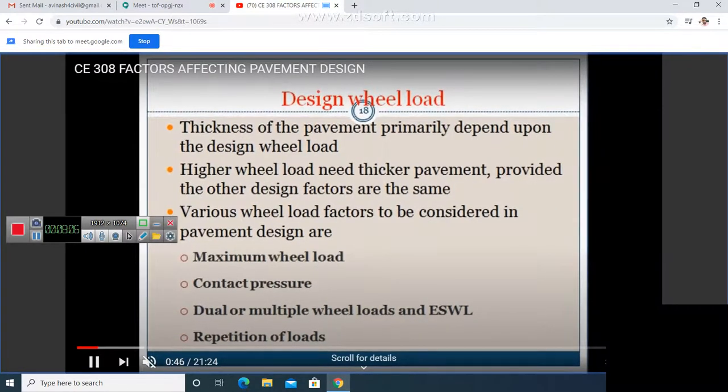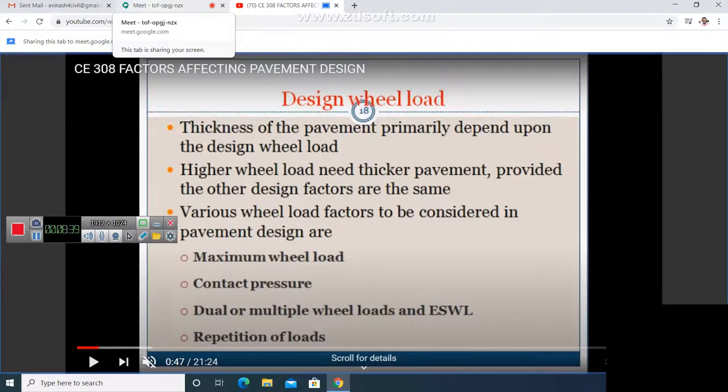So the first factor affecting the pavement design was design wheel load. What do you mean by a design wheel load? The thickness of the pavement depends primarily on the design wheel load. And as we know, if the design wheel load is very high, the pavement thickness should definitely be increasing, provided all the other design factors are remaining same.